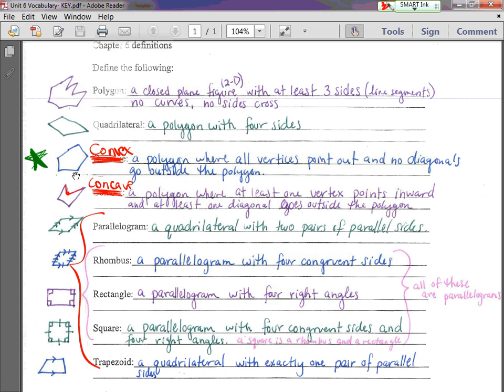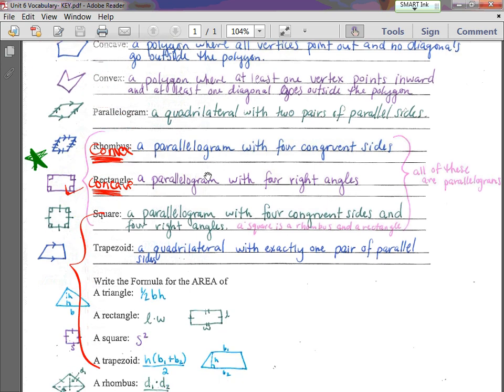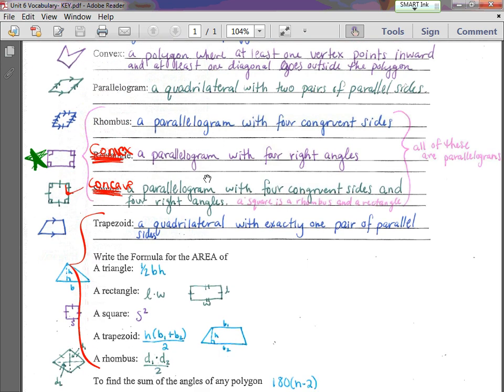And we have a parallelogram, has 2 pairs of parallel sides. And subgroups of that is rhombus, rectangle, and square. These 3 are all special kinds of parallelograms that have additional properties about them. This we'll be kind of diving into next class. And then a trapezoid is not a parallelogram. So be careful of that. Because a parallelogram is defined as having 2 sets of parallel sides. And a trapezoid is defined as having only 1 set of parallel sides.